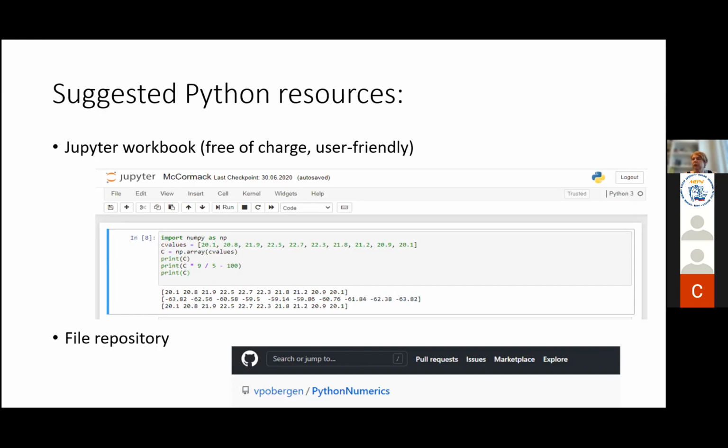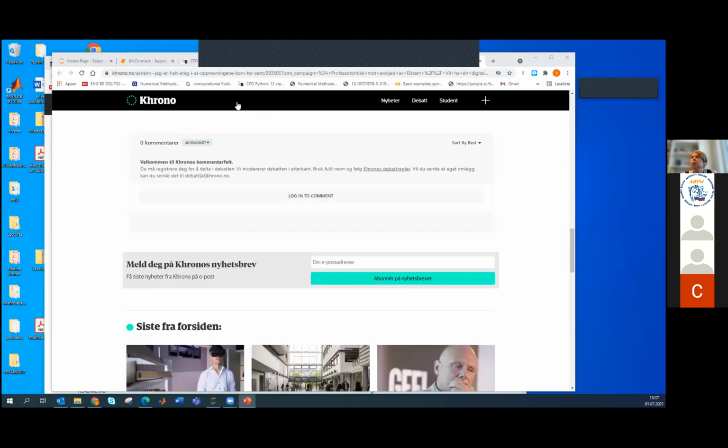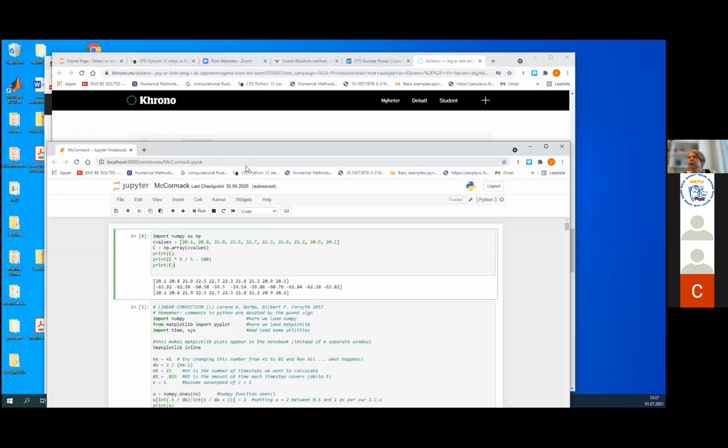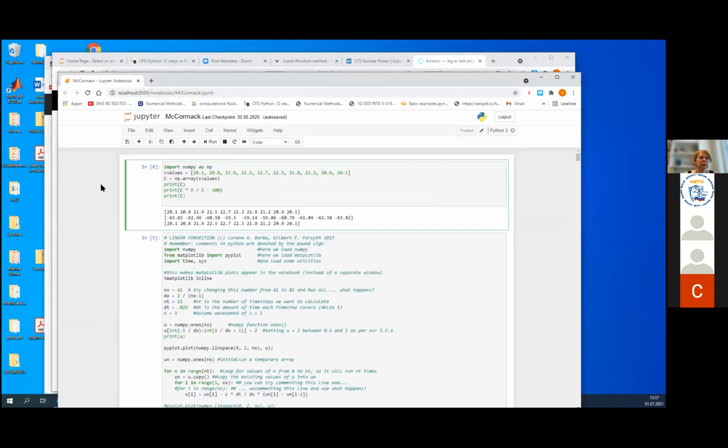The Python resources I have mentioned for you, I have put in my directory called Python Numerics. I'm BPO Virgin, so you can share it and access it if you like. If you are interested, we can take a look at some of those resources.